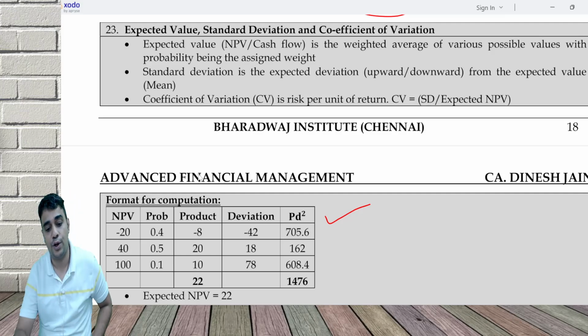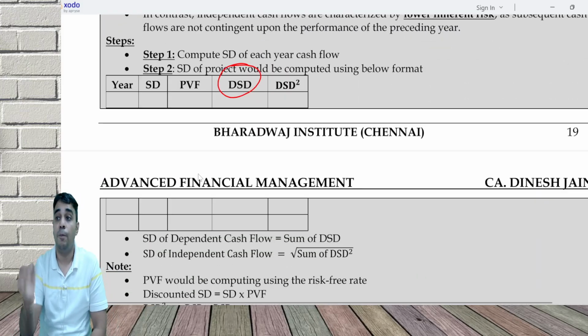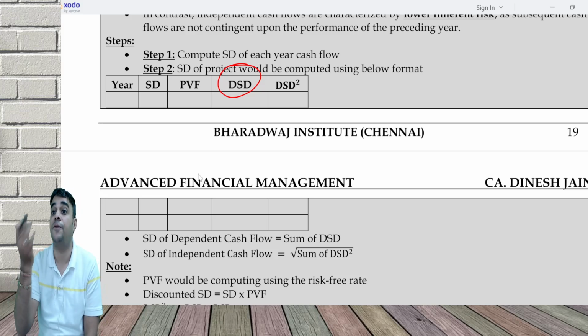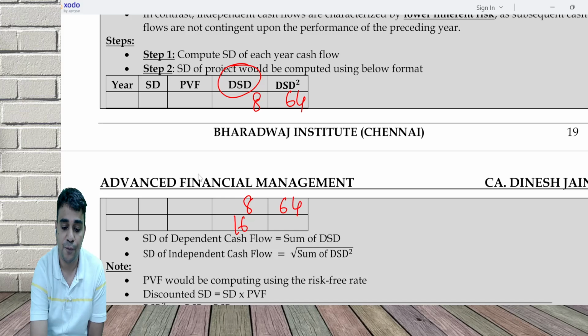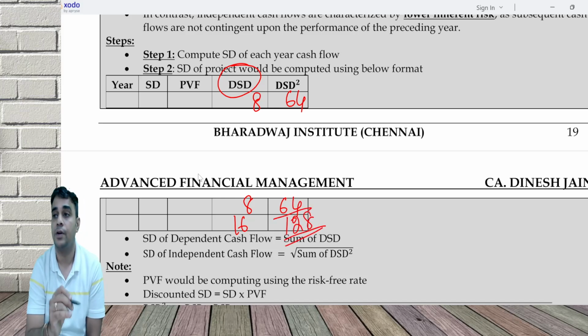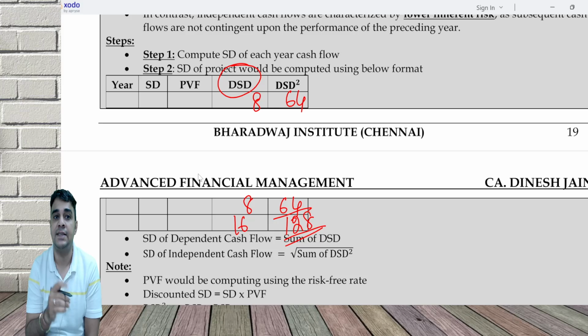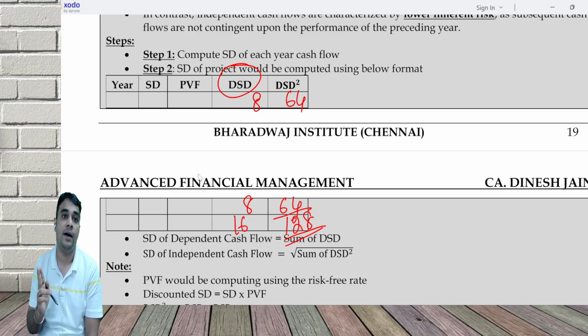In another approach, you square the standard deviations, put a total, and then take a square root. This will give a different answer. For example, 8 plus 8 is 16. 8 square is 64, and 64 plus 64 is 128. What is the square root of 128? About 11. So 8 plus 8 is 16, and 16 is one standard deviation. 8 square plus 8 square is 128, and its square root, 11, is another standard deviation, depending on the type of cash flow.